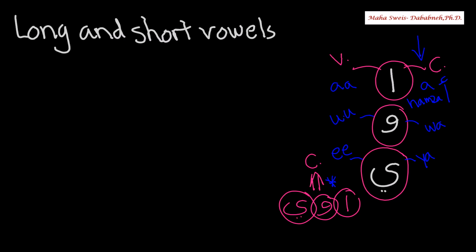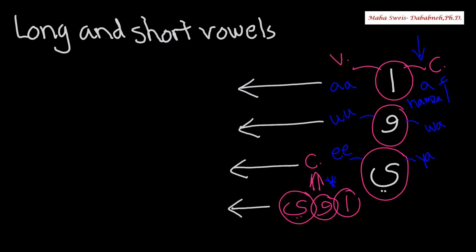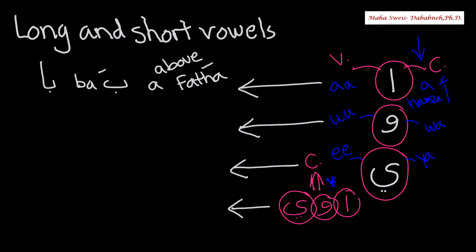Now, let's compare long vowels to the short vowels. So we have short vowels that are counterparts of the long vowels. Let's start with the short vowels. The first short vowel, counterpart of alif, we call it fatha. And fatha, we write it above the letters. And you read it ah. For example, if you have ba with fatha, you will say ba. But if you see ba with the long vowel alif, you read it baa. Again, ba, baa.